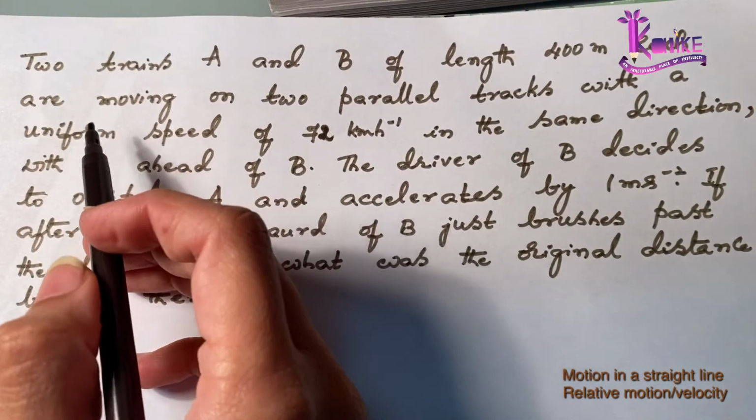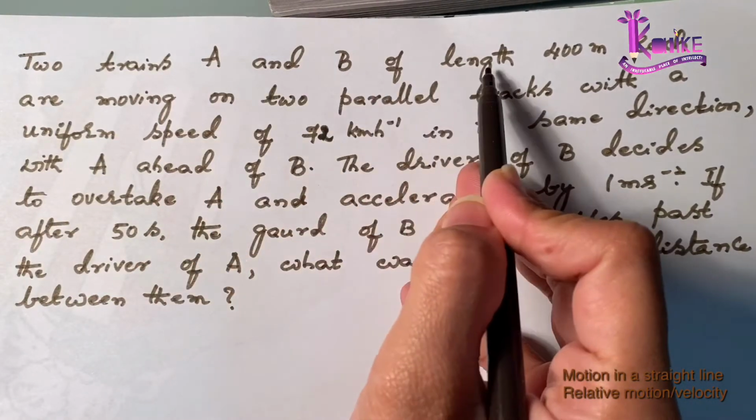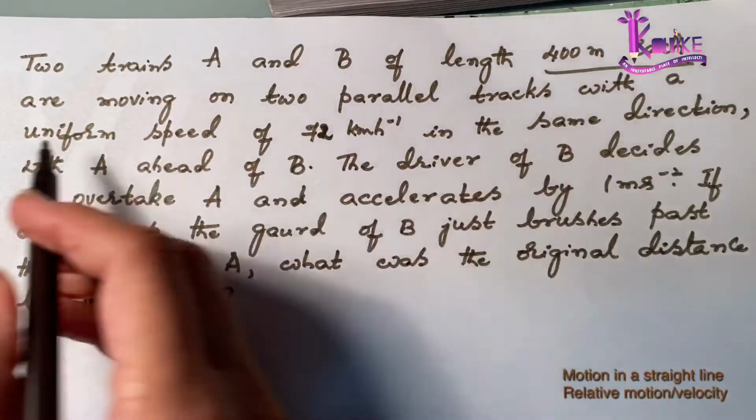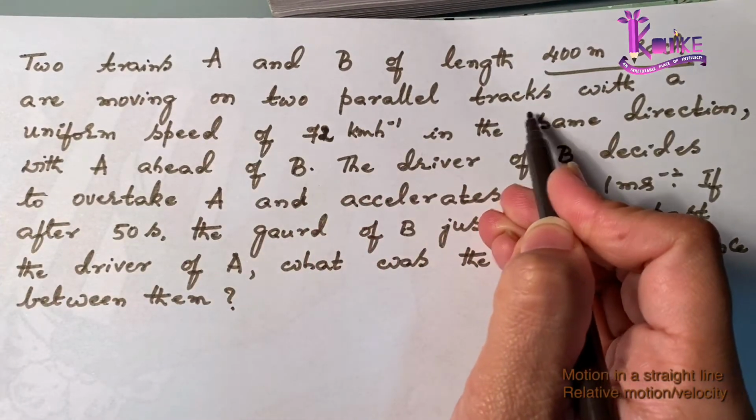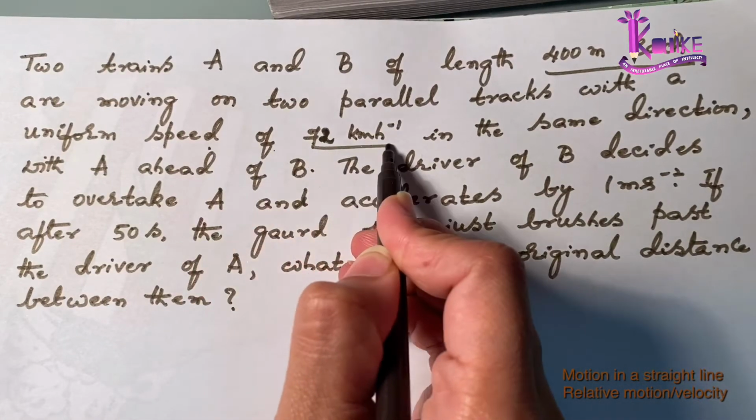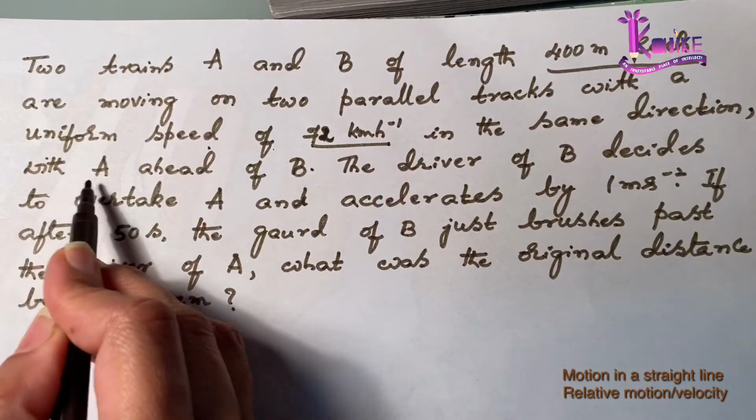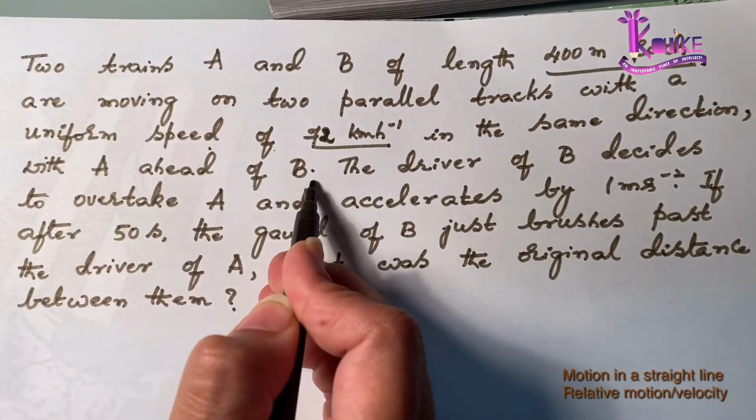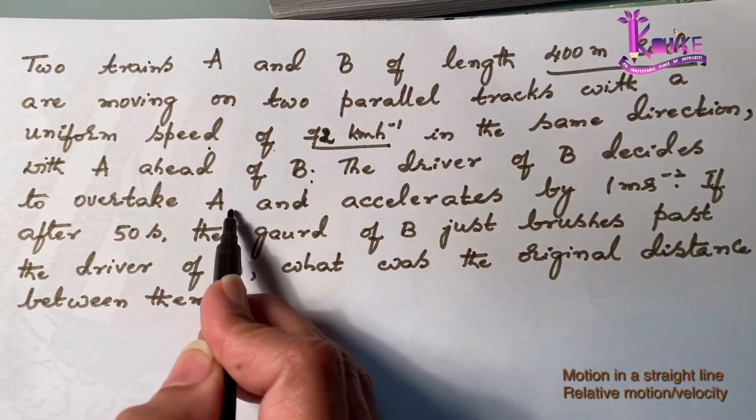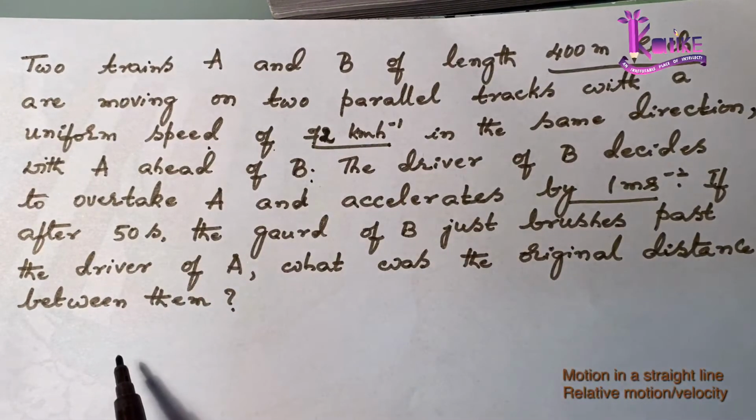Well, let's take up the next one. Two trains A and B of length 400 meters each are moving on two parallel tracks with a uniform speed of 72 km/h in the same direction, with A ahead of B. The driver of B decides to overtake A and accelerates by 1 meter per second square.